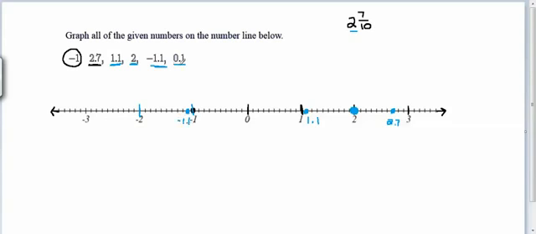And finally, we're asked to graph 0.1. So we're not even at a whole number yet. We're starting at 0, and we're going forward 1/10. The number 0.1 as a decimal is the same as the fraction 1/10. So we create 10 little spaces between 0 and 1, and we go forward 1 of them to get to the number 0.1.